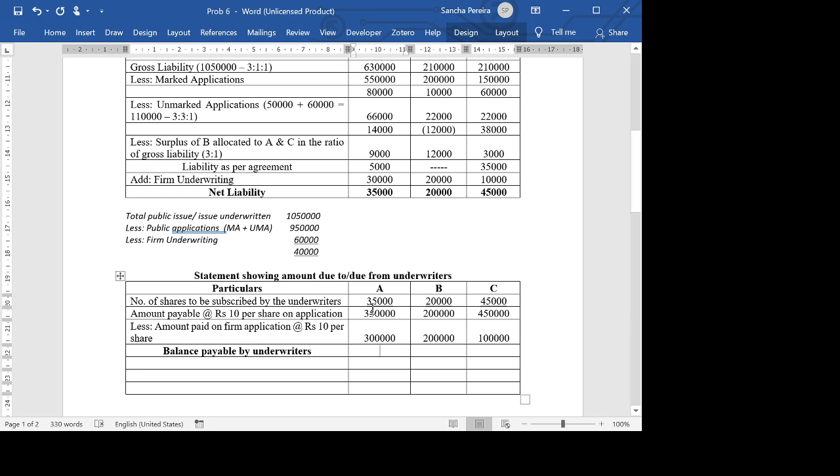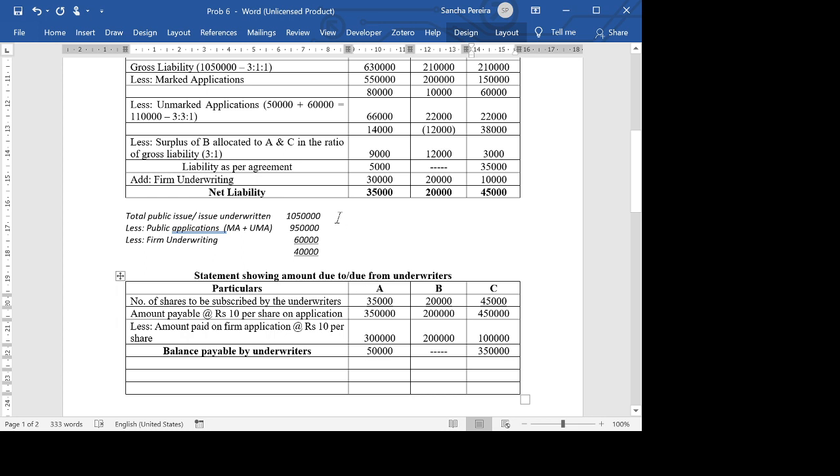So actually we had calculated that A has to pay 3 lakh 50,000, but out of that he has already paid 3 lakhs on firm underwriting, which happened much in the beginning. So he has to pay only 50,000. B does not have to pay anything. How do we know? If you look here, B has taken up shares only under firm underwriting. He does not have to take up anything as per agreement. So basically, B has to pay nothing to the company. He has already taken up his firm underwriting and already paid for it. So nothing has to come from B. And C has to pay out of 4 lakh 50,000. He has already paid 1 lakh on account of firm underwriting. He'll have to pay 3 lakh 50,000.